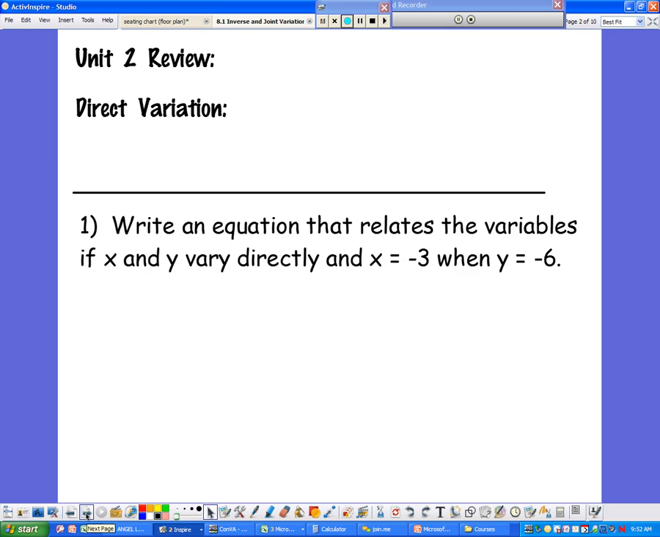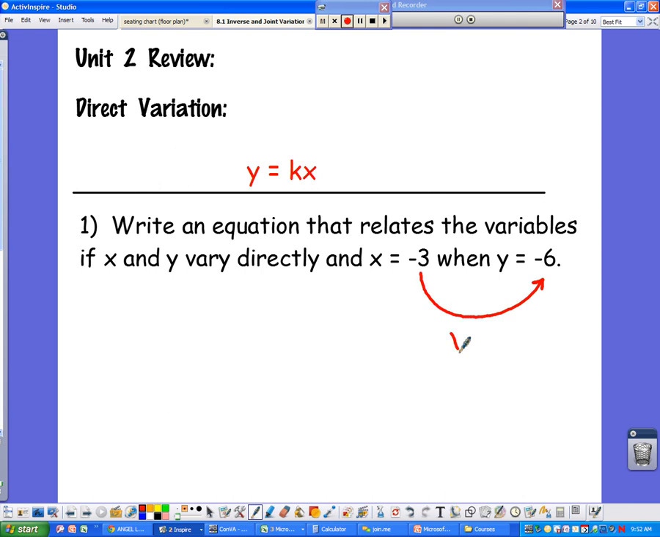Before we get started, I wanted to do a quick review of what direct variation was. If you remember back from Unit 2, direct variation was when y equals kx. In other words, if you take x times some value, it gives you y. This one says write an equation that relates the variables if x varies directly with y and x equals -3 when y equals -6. So -3 times what number will give you -6? You find that that is 2, and that number ends up being k.